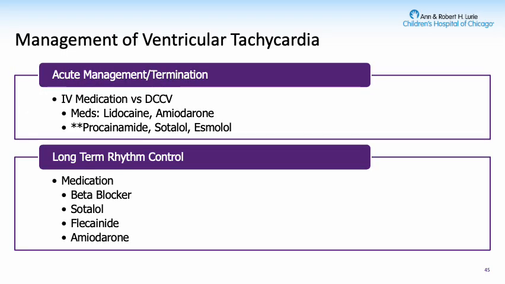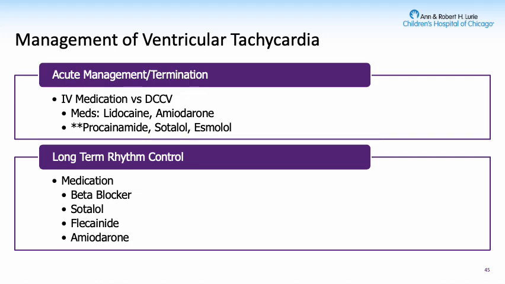For most patients, the management of ventricular tachycardia, if it's hemodynamically compromising, so true VT, not just AVR, sometimes requires IV medication versus cardioversion if they're unstable. You can give lidocaine, you can give amiodarone, and then with the assistance of an electrophysiologist or cardiologist, we can help you with medications like procainamide, sotalol, or esmolol if those are indicated.